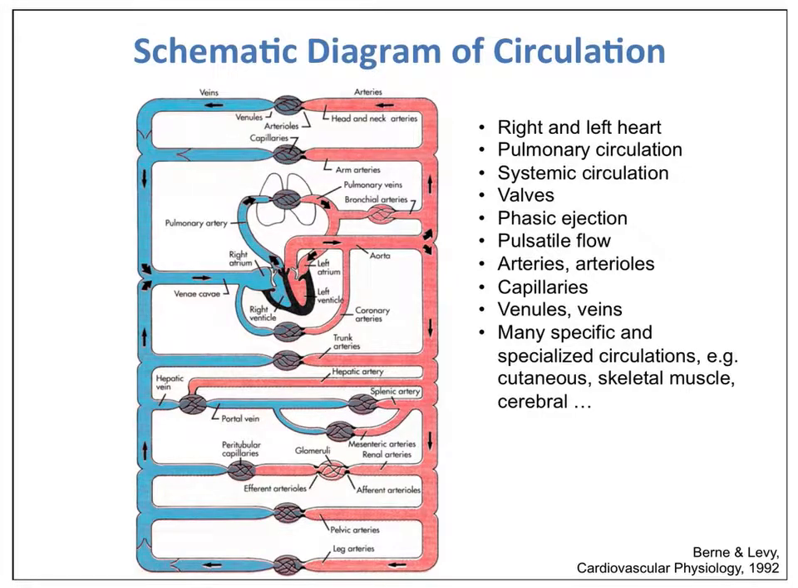This is a diagram from Byrne and Levy. It's not in the chapter that's on the drive, but it's a really nice overview of the whole circulatory system. And the heart is at the center of this system here, and it's got 4 chambers. The left ventricle creates the high pressure to push blood out through the aorta to the entire body, both up and down, head and towards your legs.